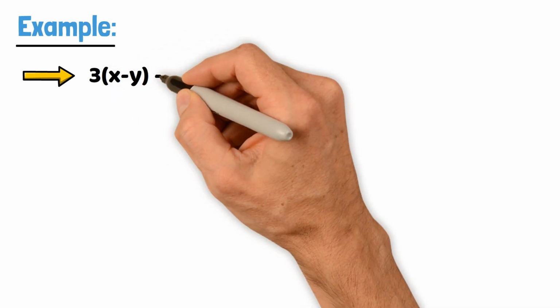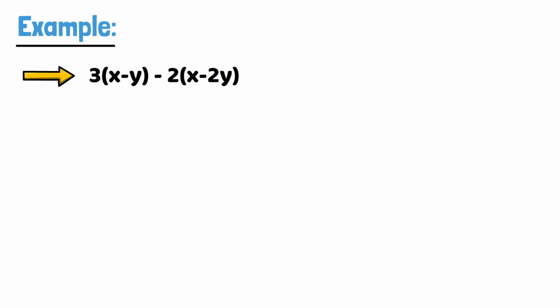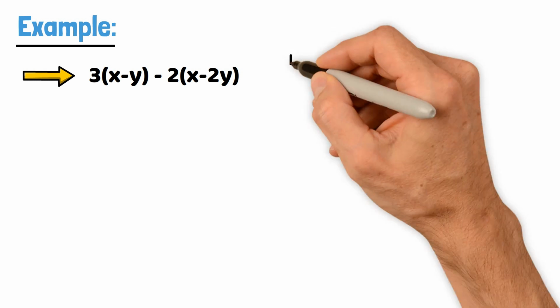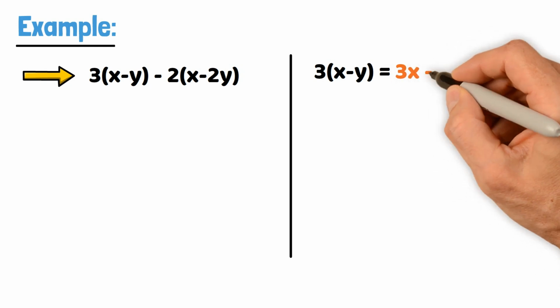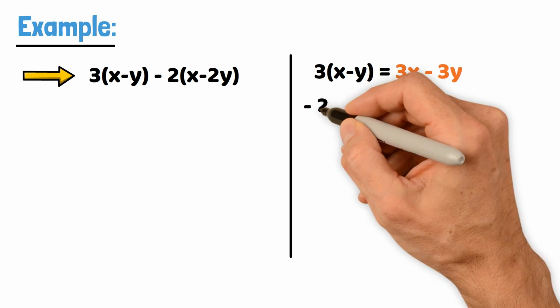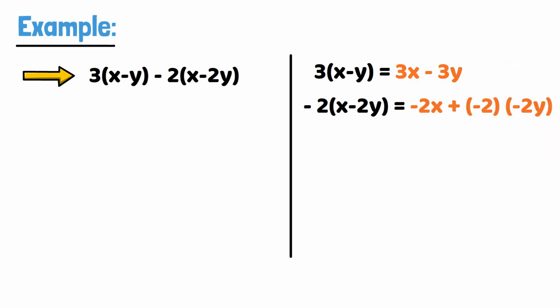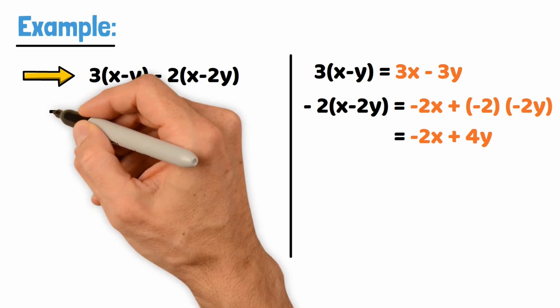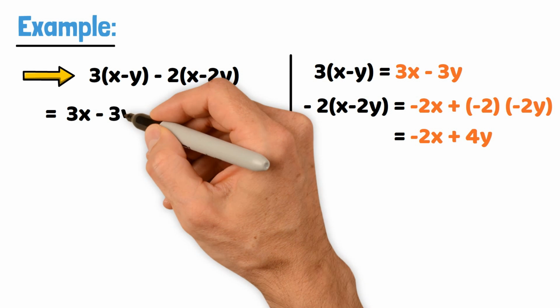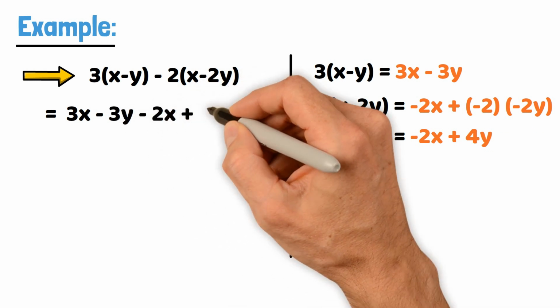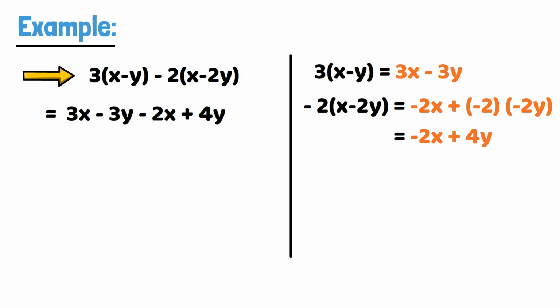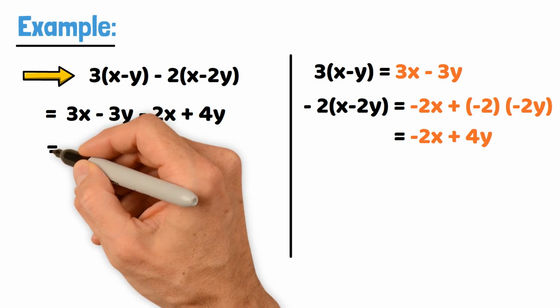Let's look at another example. Let's simplify 3 times (x minus y) minus 2 times (x minus 2y). First, 3 times (x minus y) is 3x minus 3y. Second, negative 2 times (x minus 2y) equals negative 2 times x minus negative 2 times negative 2y, which equals negative 2x plus 4y. Now we combine 3x minus 3y minus 2x plus 4y, which equals a total answer of x plus y.